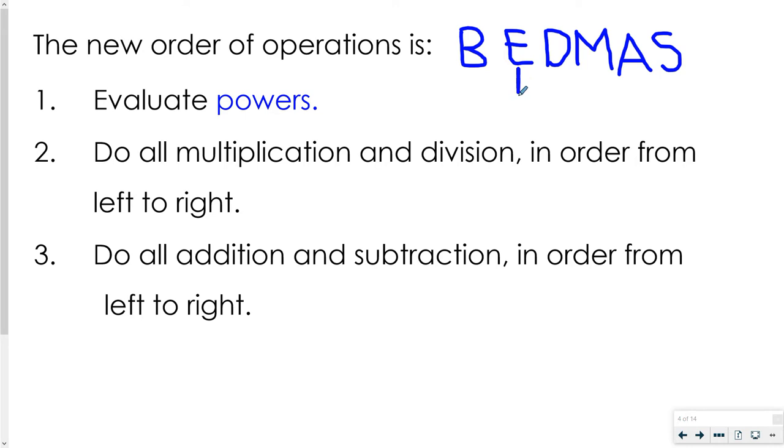E is what we're talking about right now. E is exponents, okay? Then we would do division and multiplication, whichever comes first, left to right. And then we do, excuse me, no, it's not COVID-19. Sorry, guys. Addition and subtraction last. Again, what appears left to right, okay?